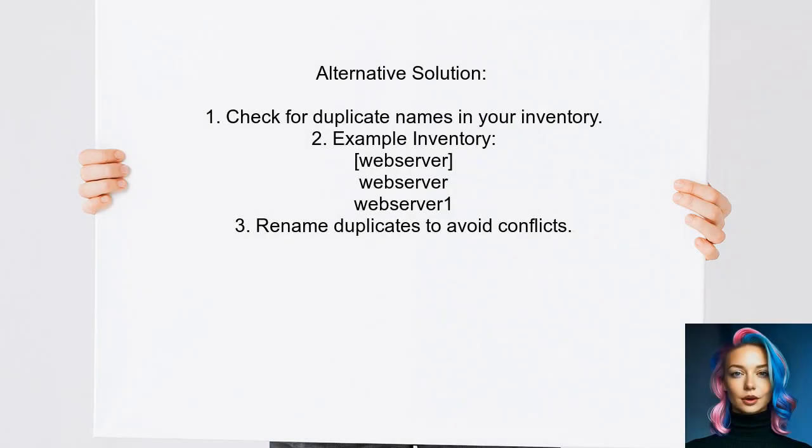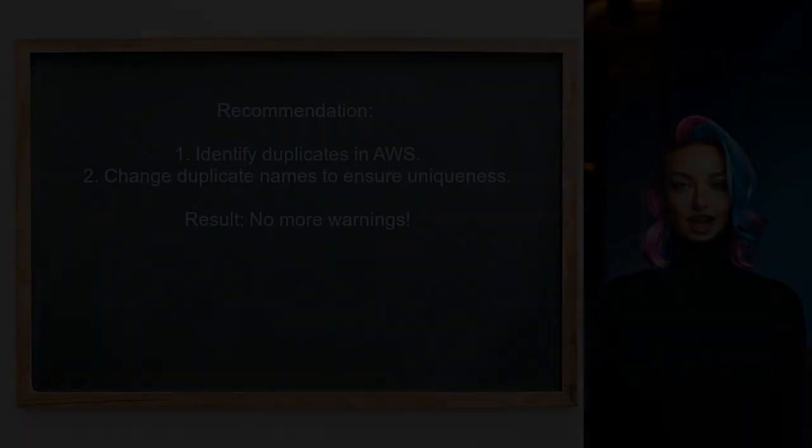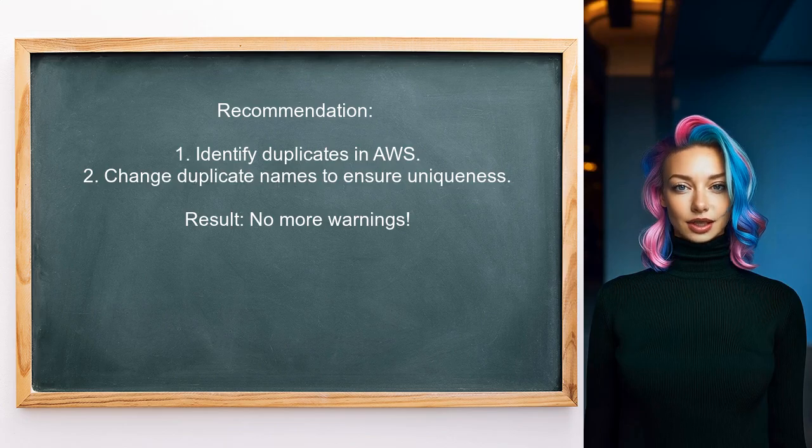This user points out that the warning occurs because you have duplicate names in your inventory. For example, if you have a host named web server and also a group named web server, it can create confusion when executing commands. If you're using a dynamic inventory like ec2.py, the issue might stem from duplicate names in your AWS environment. The recommendation is to change these duplicate names to prevent the warnings.